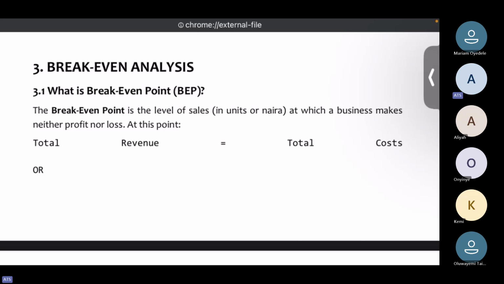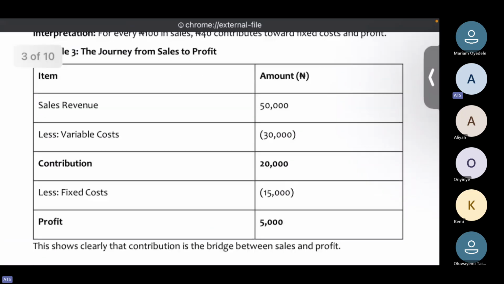It is the level of sales at which a business makes neither profit nor loss. At this point, total revenue is equal to total cost. So what this means is, let's go back to that table that shows the journey from sales to profit. Assuming your profit here is zero, that's what break even means. Your profit here is zero. It is not a negative figure. It is zero. So what must have happened for that to happen?